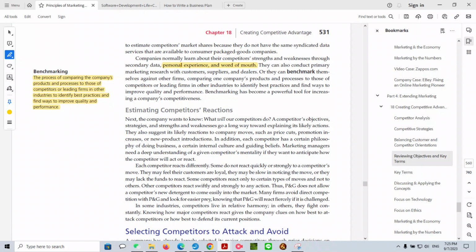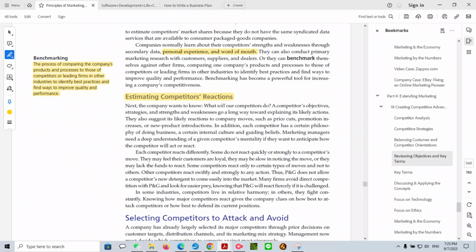Okay. Now, also, we need to estimate the competitors' reactions. Meaning, when X company does something, what is the Y company's reaction? That could be price competition. That could be value-added prices. That could be promotions. That could be any number of things. The company wants to know what our competitors will do. Okay?